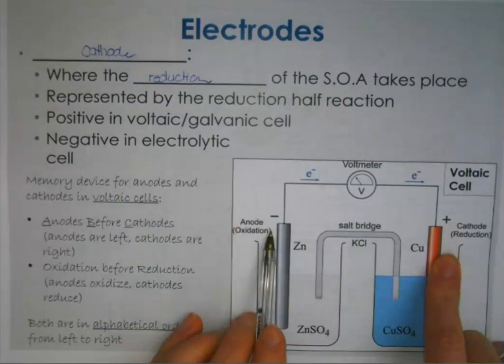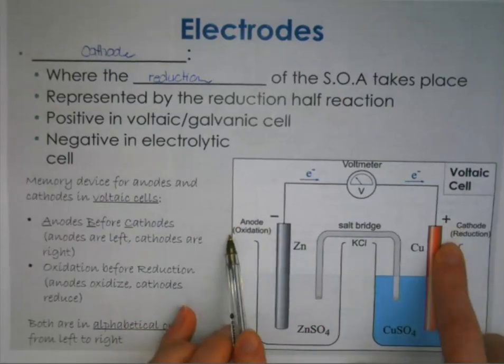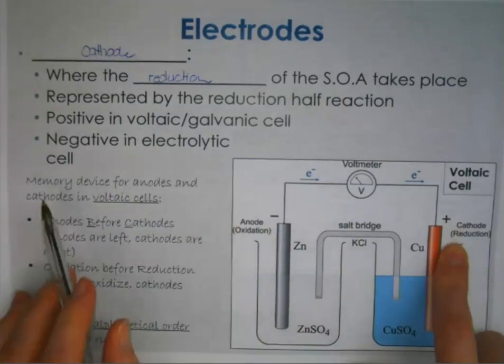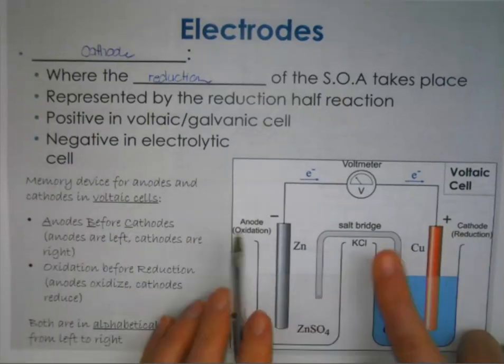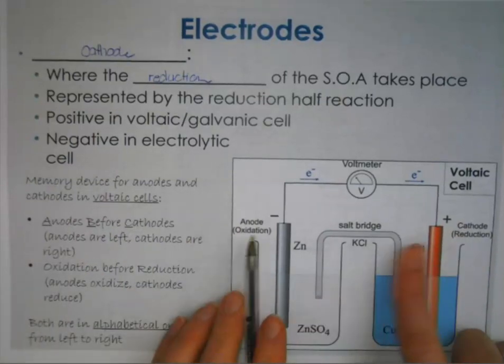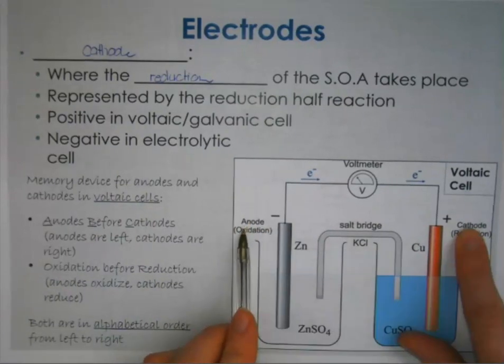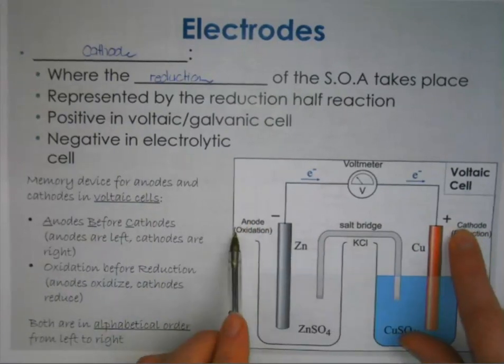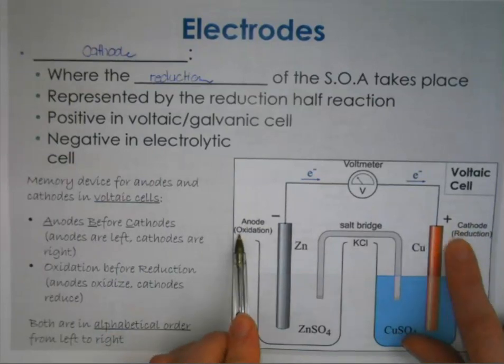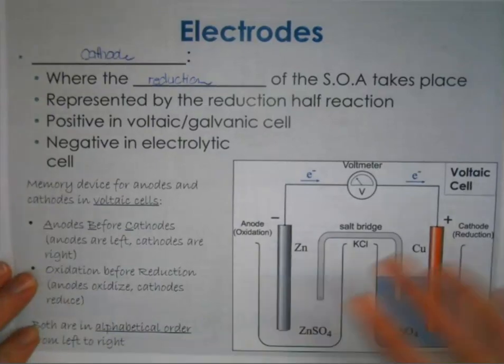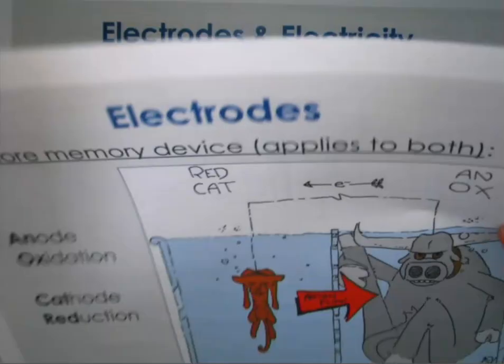And because oxidation happens at the anode and reduction happens at the cathode, you can kind of just remember that both of these will be in alphabetical order if you're reading left to right, which we do in English, right? So it goes anode and then cathode. So A comes before C in the alphabet, and also oxidation, like O, comes before R in the alphabet. Okay, so both of them are in alphabetical order from left to right.